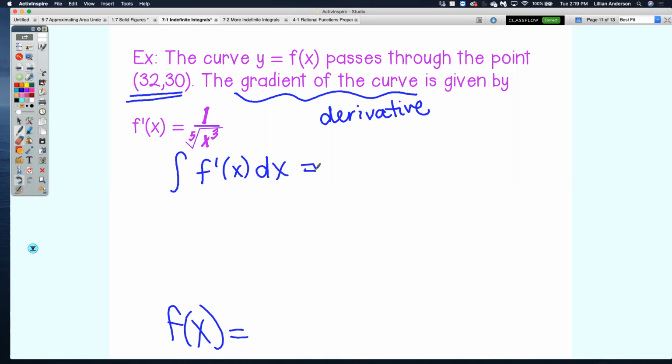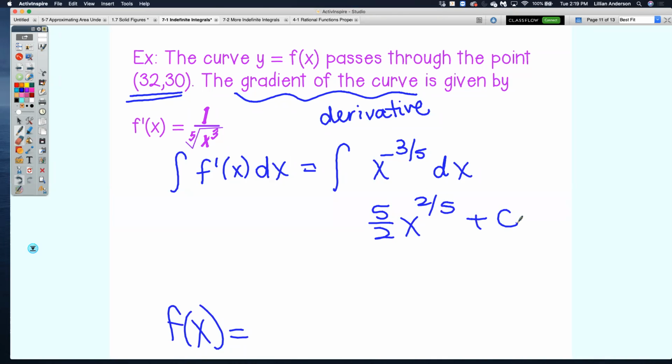derivative function. So I'm going to go ahead and rewrite that as x to the negative 3/5 dx because I have to apply the power rule, because I haven't learned any of the other rules yet. So I'm applying that so that I can find the antiderivative, which you get to be what? Okay, so that is your general solution.